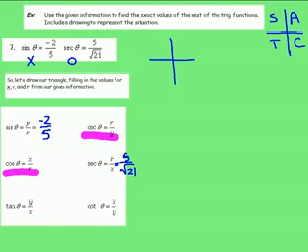Now the first thing that I want to do is take a look at where my trig functions are always positive. Remember our ASTC, all students take calc, so everything is positive in this quadrant. Sine is the only thing positive in quadrant 2. Tangent and its reciprocal cotangent are the only two things positive in quadrant 3. And in quadrant 4, cosine and secant are the two positive trig functions in that quadrant.